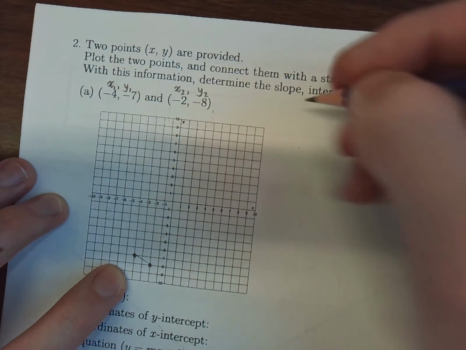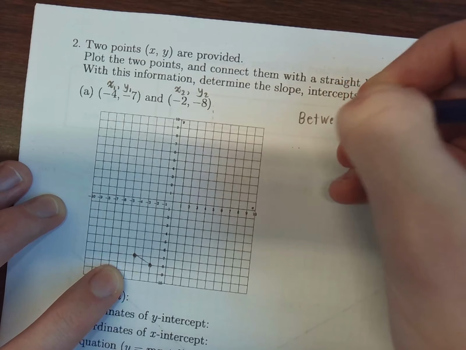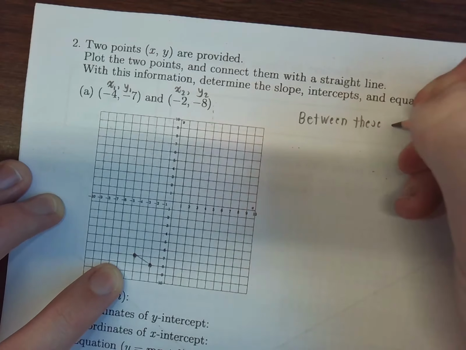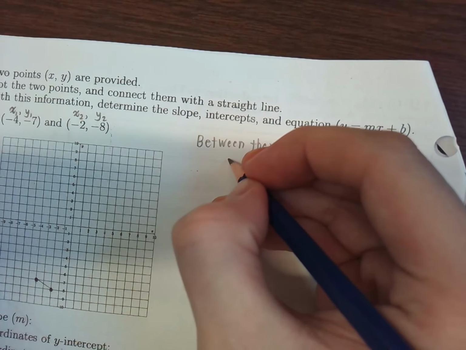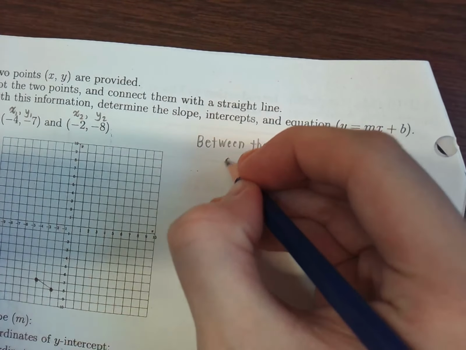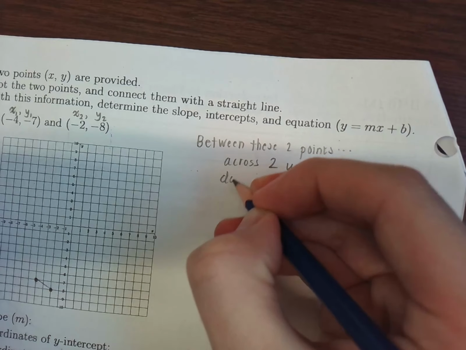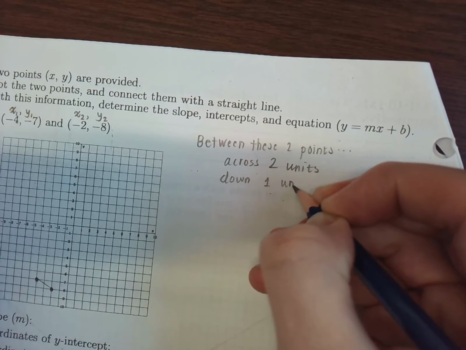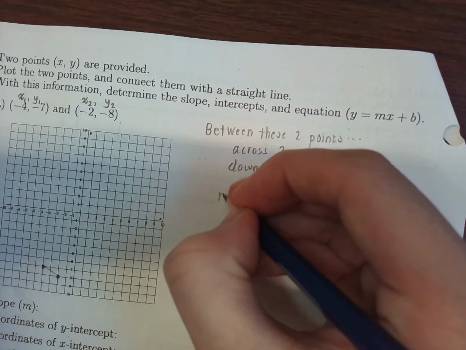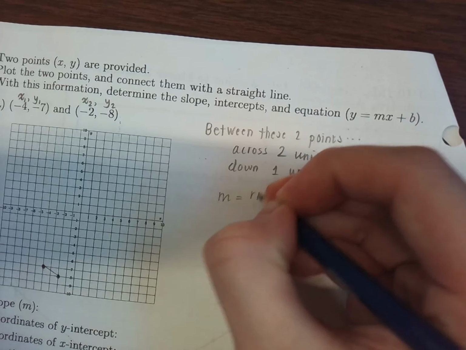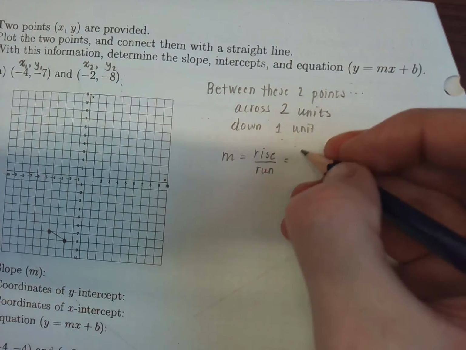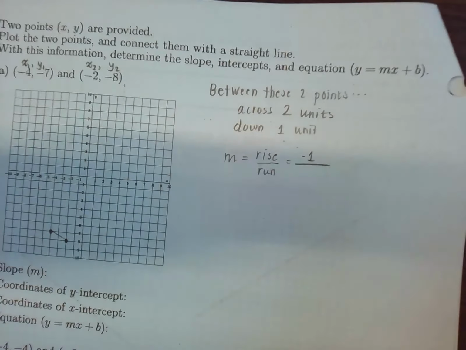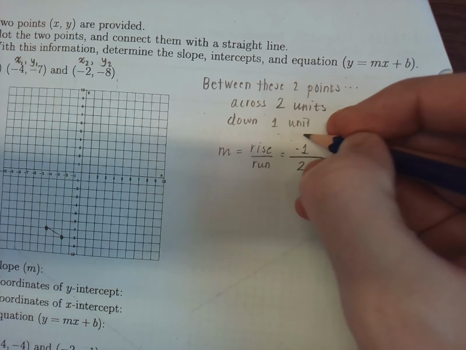Between these 2 points, we went across 2 units, down 1 unit. So if slope, or m, is rise over run, going down 1 unit is -1. Going across 2 units is 2. So that's my slope.